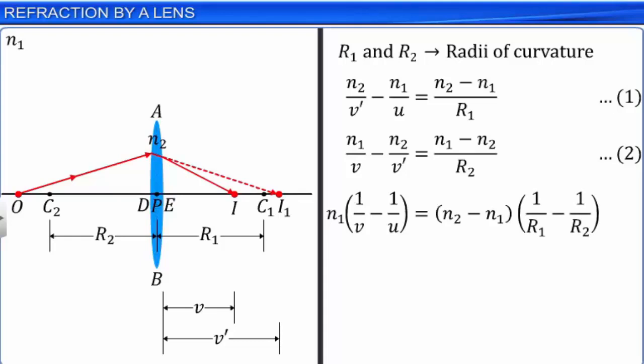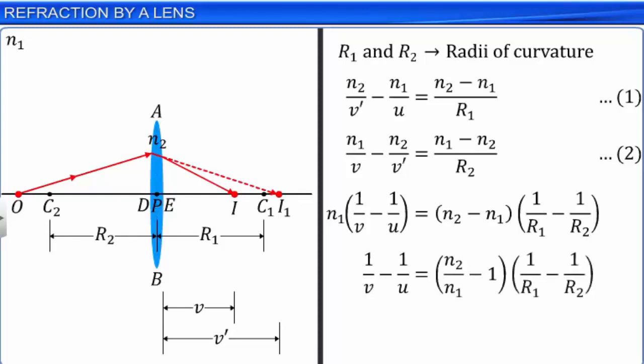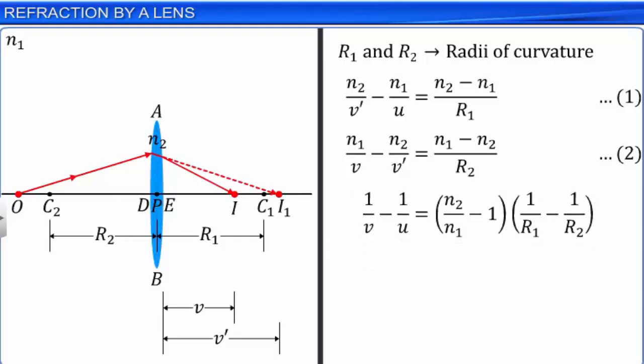If the object is at infinity, the image will be formed at the second principal focus. That means, if U is equal to infinity, then V is equal to focal length f. Therefore, equation 3 can be written as 1 by f is equal to N21 minus 1 into 1 by R1 minus 1 by R2. Let this be equation 4. This equation is known as lens maker's formula.